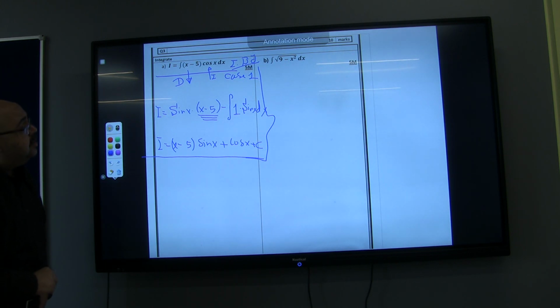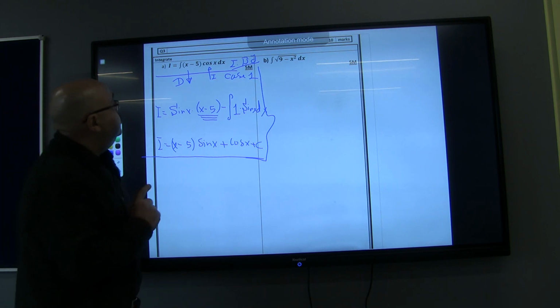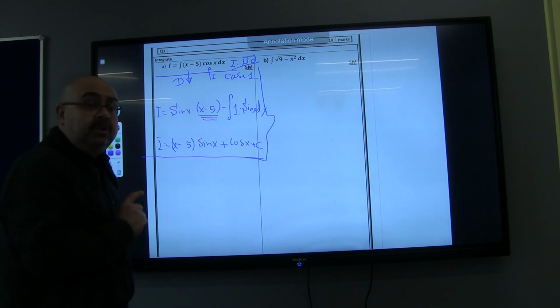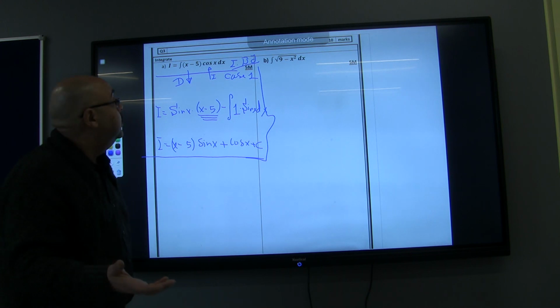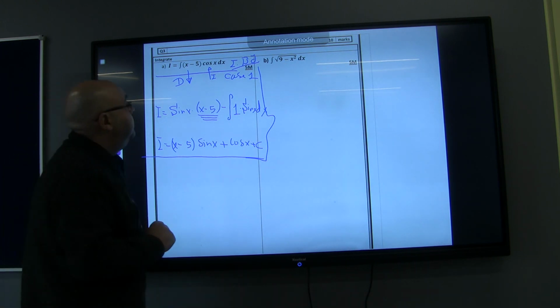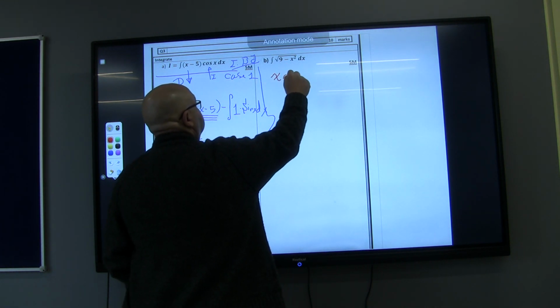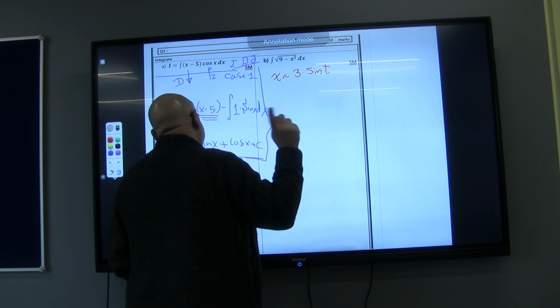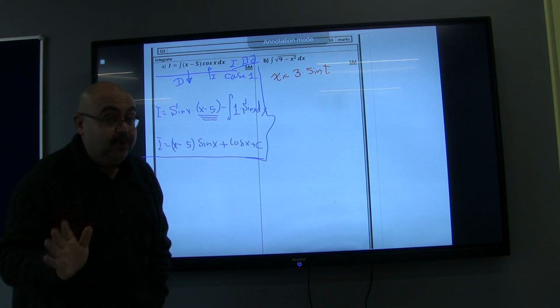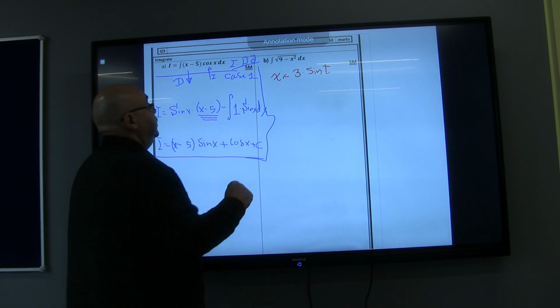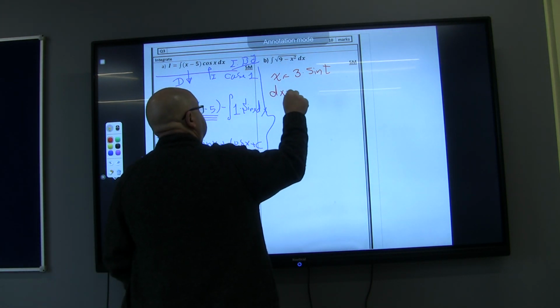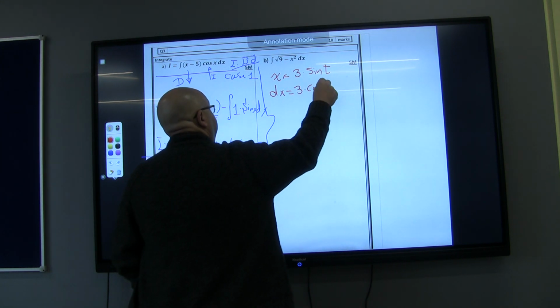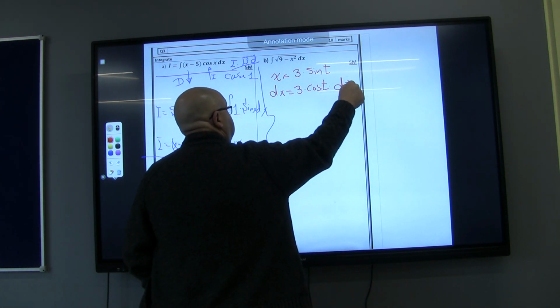Going to the other problem, it will refresh your memory. This problem is very, very simple, and you can solve it easily by using substitution. As you know, one of the ideas of this problem is to consider x equal to 3 times sine t. You will have to pay the price for your substitution, so you will have to get dx. That is, dx is going to equal 3 cosine t times dt.